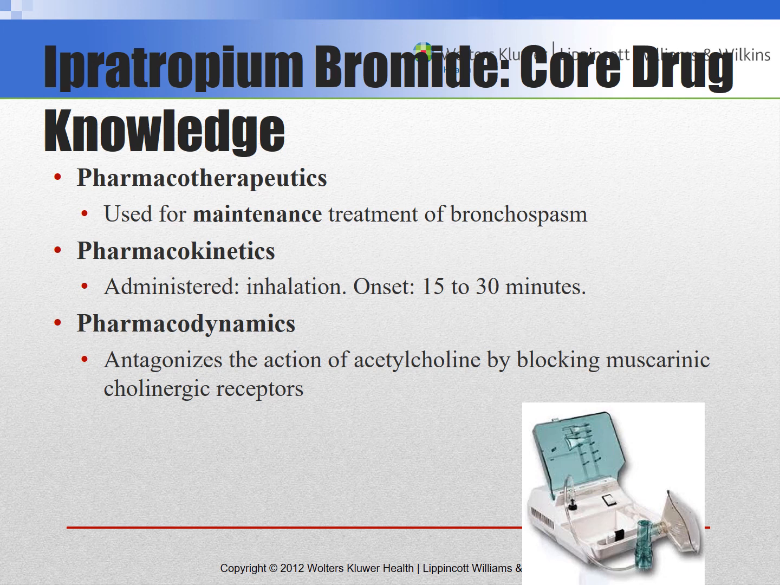Its pharmacodynamics: it antagonizes the action of acetylcholine by blocking the muscarinic cholinergic receptors, muscarinic receptors being those that work on muscle. And so our goal with this drug is that we want the drug effects to be on the lung smooth muscle. So that's the reason why it works the way it does.